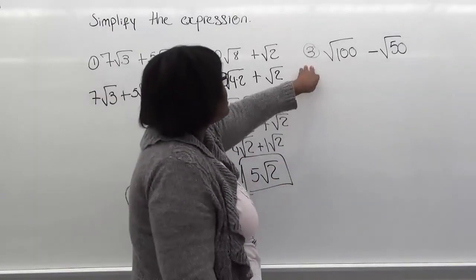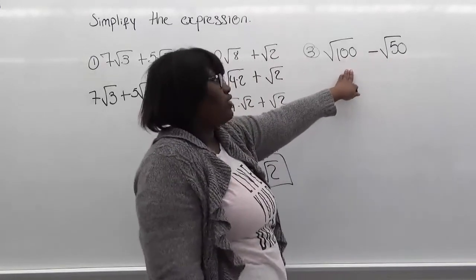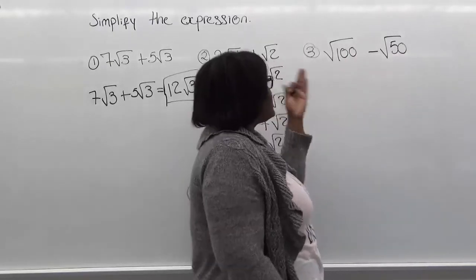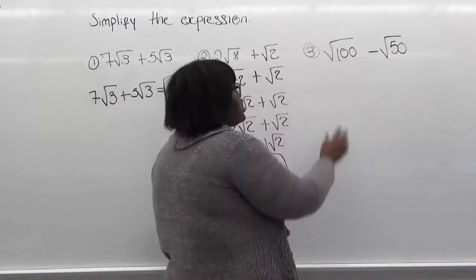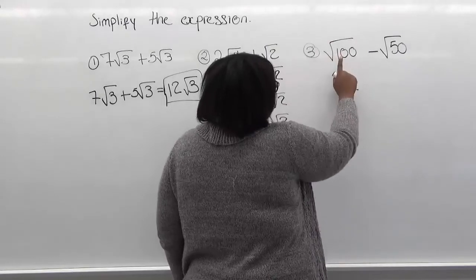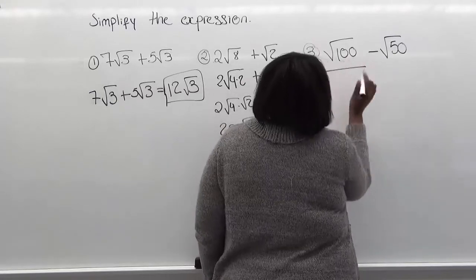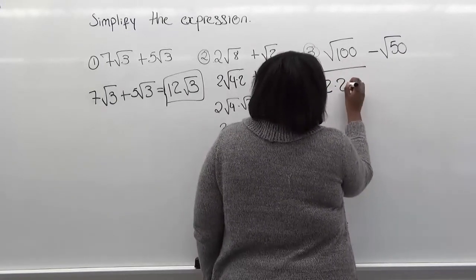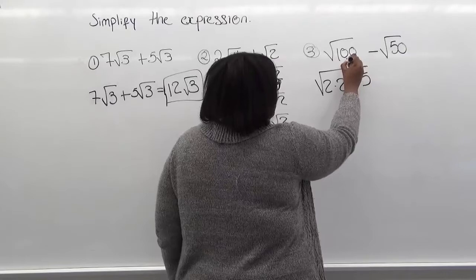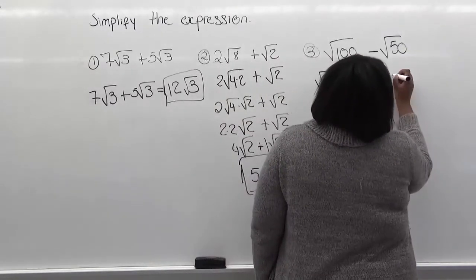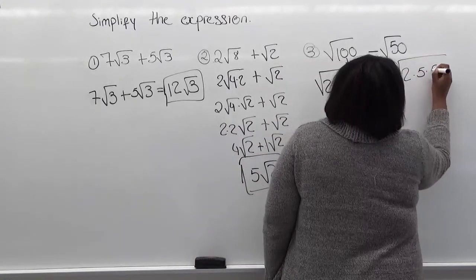Now, for question number 3, we look at this and see that these two terms don't have the same number under the radical. So we're going to simplify them. Let's do this in terms of prime factors for both of them. So first let's do the square root of 100, not 10, sorry. So let's do this by prime factors. You're going to have 2 times 2 times 5 times 5. That is for the square root of 100. Now for the square root of 50, we're doing the same thing with the prime factors. You're going to have 2 times 5 times 5.